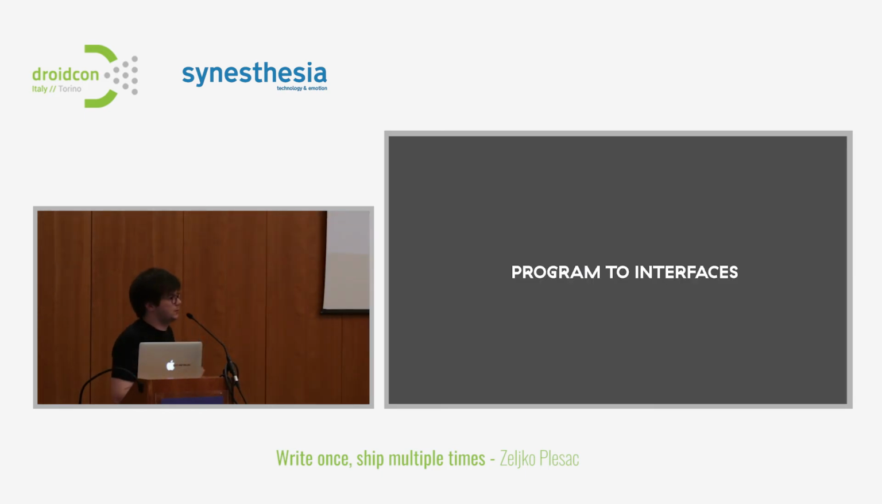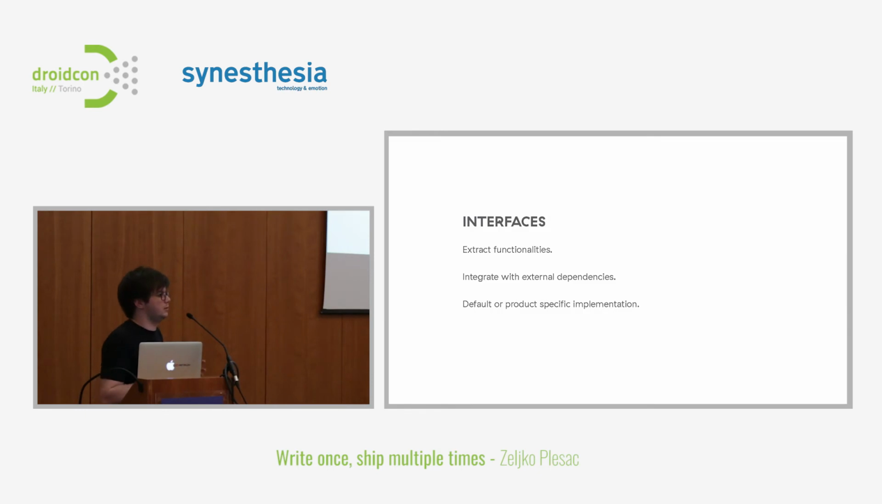We've already talked about this a little bit with configuration files. When you are working in white label systems, you have to start programming to interfaces. So basically, you extract your functionalities to interfaces. Each time you integrate with an external dependency, you extract that to an interface, and then you can provide a default or product-specific implementation of that interface, because that actually provides you with an advanced level of customization.